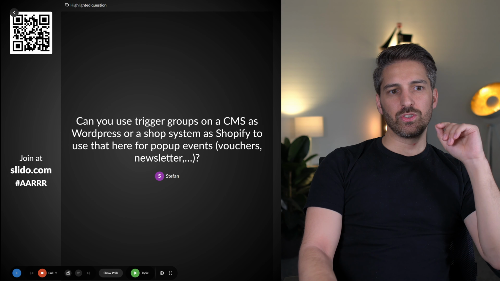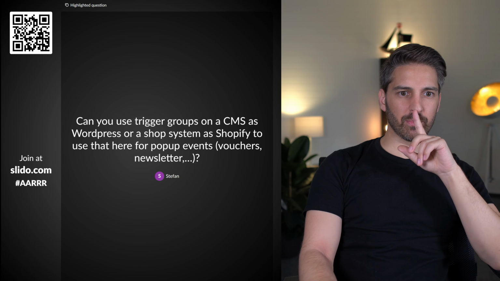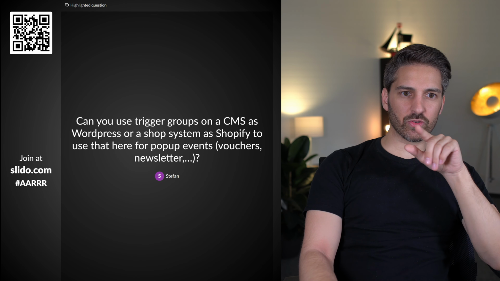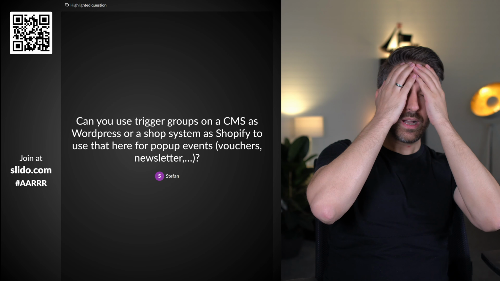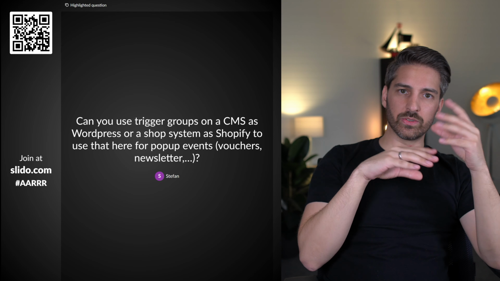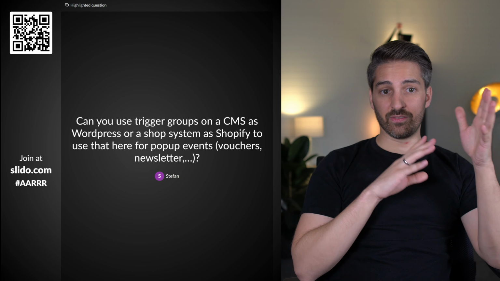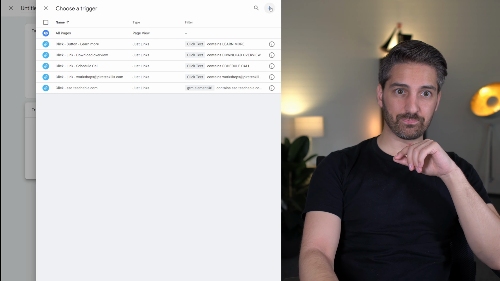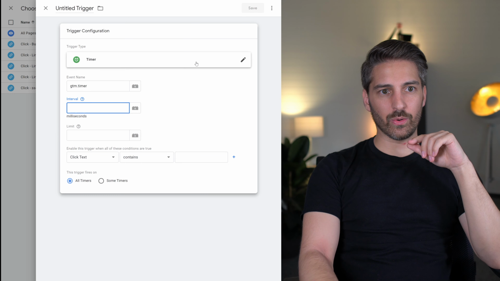Next question. Can you use trigger groups on a CMS like WordPress or shop systems like Spotify for pop-up events like vouchers and newsletters? Yes, you can. That's a good question, Stefan. So what he wants to do is to only show a certain voucher or a newsletter pop-up when people fulfill multiple criteria. For example, they have been on the page for a certain amount of time. That is the first trigger, the time trigger here that I showed you. This one, the timer. Yeah, only when people were there for how many milliseconds.